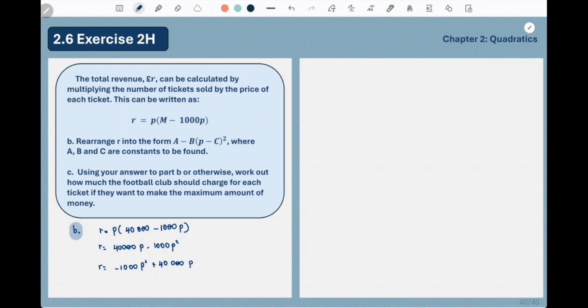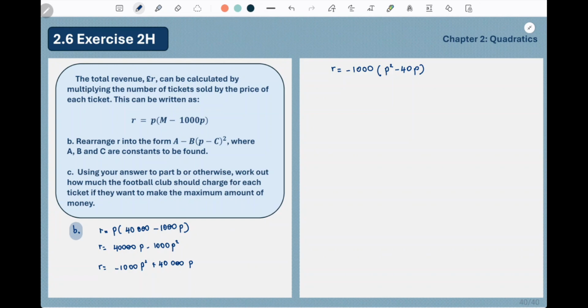I know that in order to deal with this one, I need to get something like p squared plus something times p. To do that, I need to factorize by minus 1,000. So let me factorize by minus 1,000 here. So minus 1,000 times (p squared. 40,000 over minus 1,000, that's minus 40, I believe. And minus 40p). So now we've factorized.